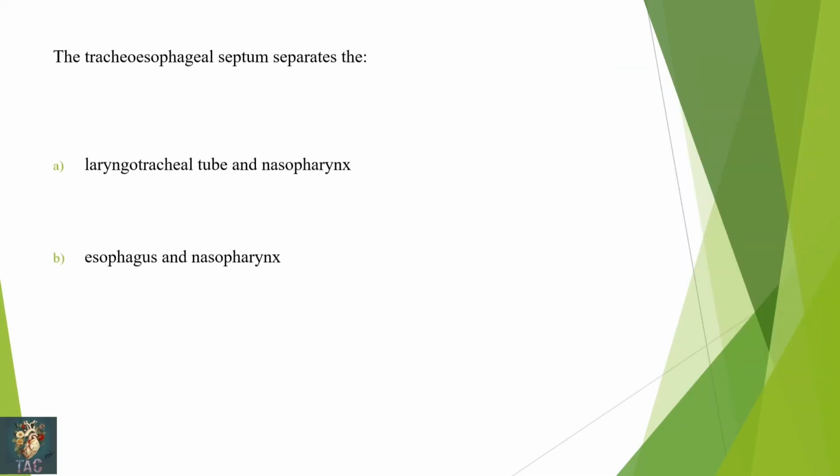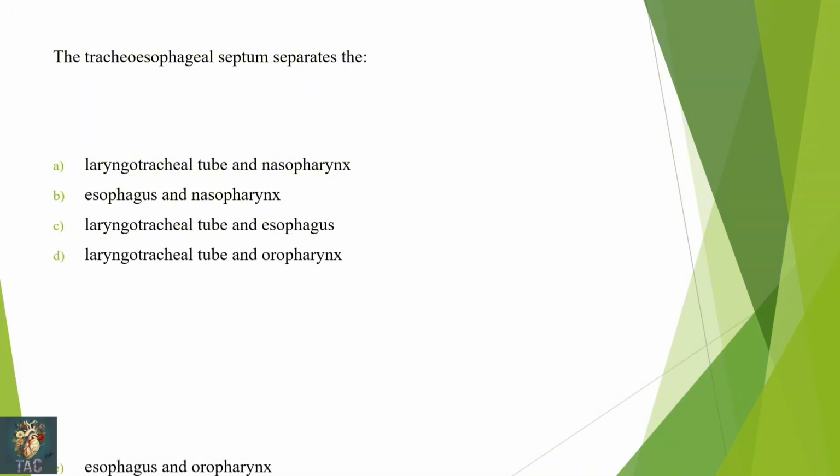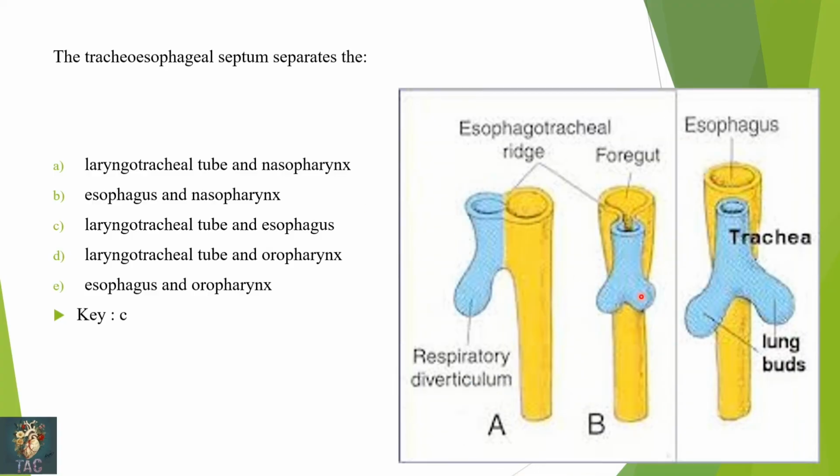Next is tracheoesophageal septum separates the laryngotracheal tube and the nasopharynx, esophagus and nasopharynx, laryngotracheal tube and esophagus, laryngotracheal tube and oropharynx, esophagus and oropharynx. So correct option is it is separating the laryngotracheal tube from the esophagus. So here you can see also this is the esophagus and this is the laryngotracheal tube which is separated from each other by the tracheoesophageal septum.